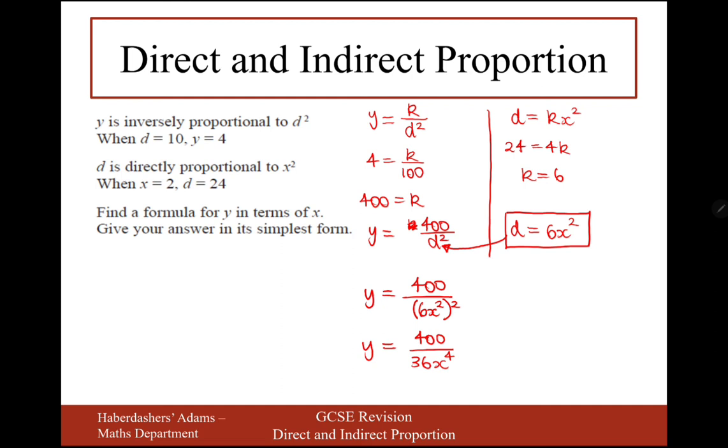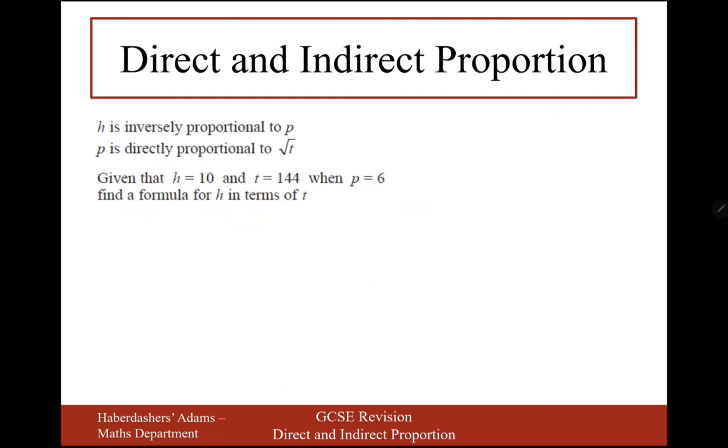I then need to simplify my fraction as simple as I can, and I'm just going to type it straight into the calculator. 400 divided by 36 is 100 over 9. So therefore, y equals 100 over 9x to the power of 4. And there we are, that is the final answer for this question here. Quite a tricky one there, working on two formulae and then substituting one formula into another and simplifying your answer. Okay, let's have a go at the next one then, a very similar question here. Pause the video and give this one a go.